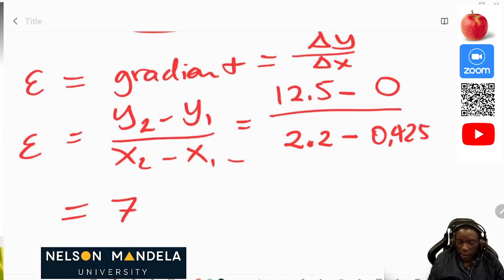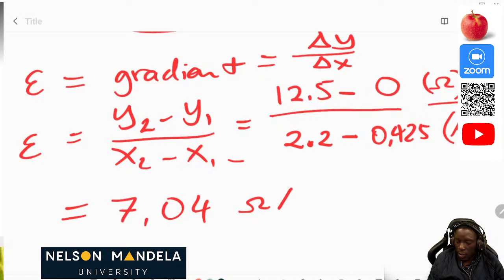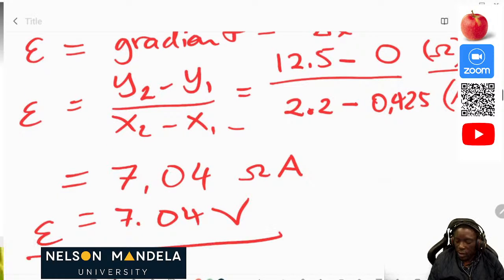This is giving 7.04 volts. So this is in ohms, this is in per amps. So the unit there can be ohm amp, which is IR. This is IR. So this is 7.04 volts. So our EMF is 7.04 volts.